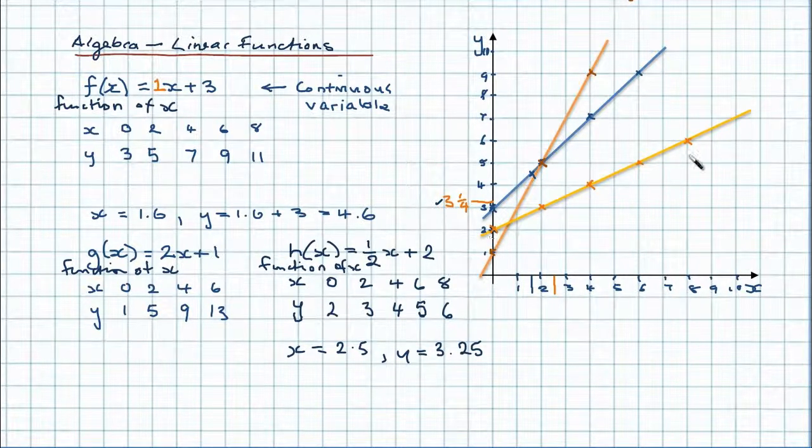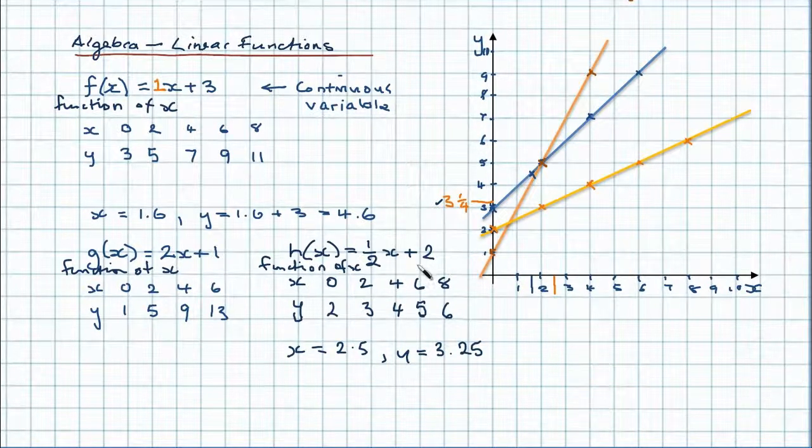So the coefficient of x gives us our steepness, and if it's a fraction, then it's going to be less than a 45-degree angle. And if it's a number larger than 1, then it's going to give us an angle that's more than 45 degrees. So that's the first thing to look at.